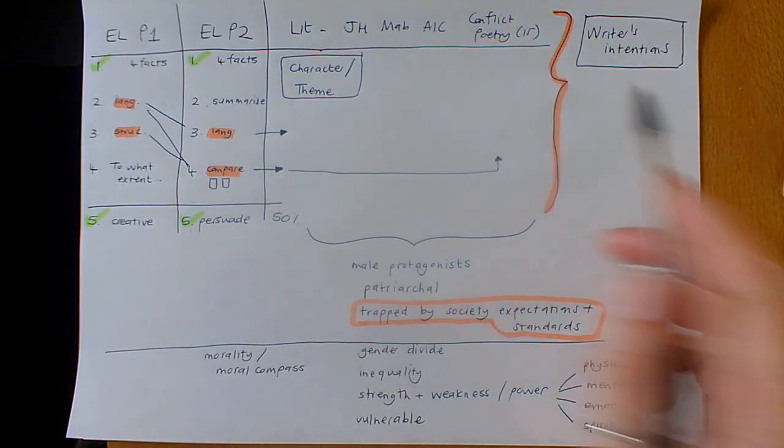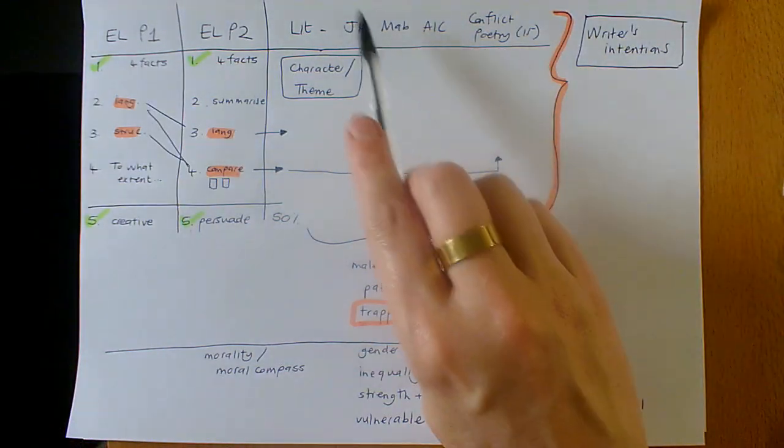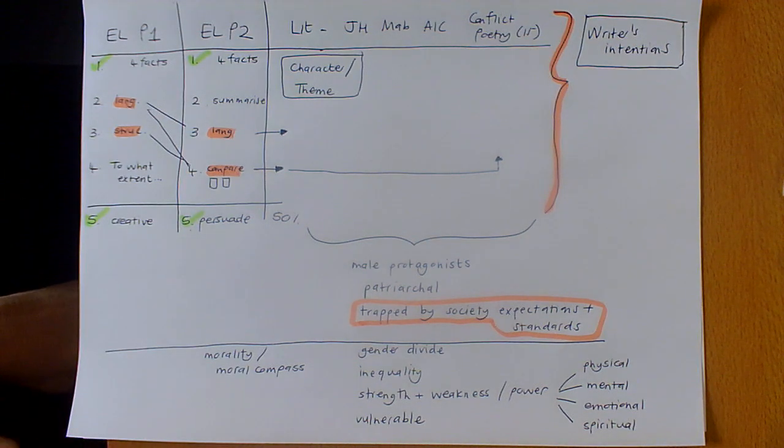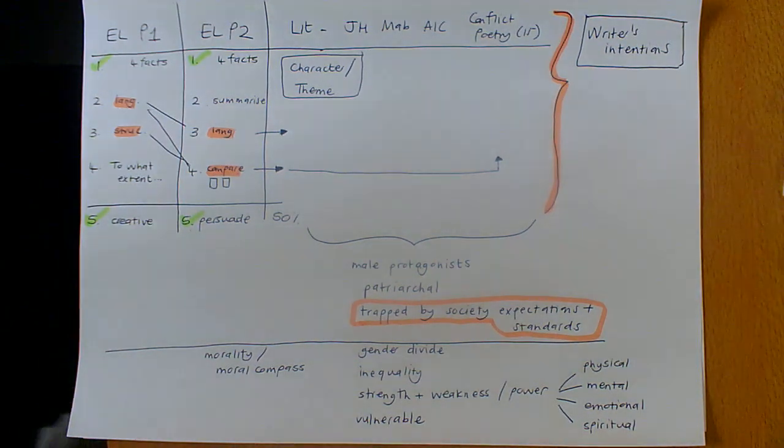So what do you think the men who wrote Jekyll, Macbeth, Inspector Calls and the poetry, what are their criticisms about society, people, rules, morals? What are they upset about enough to write a novel about?